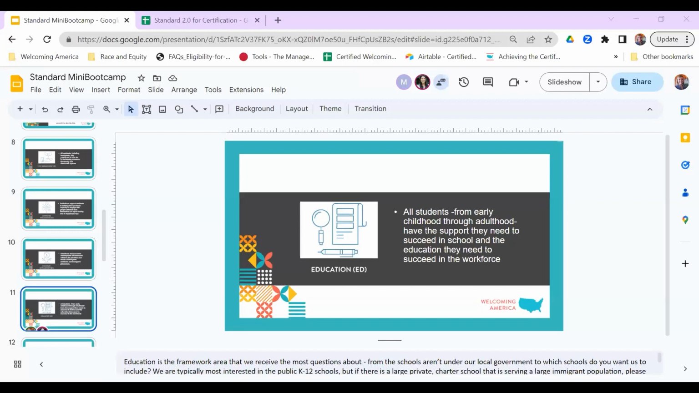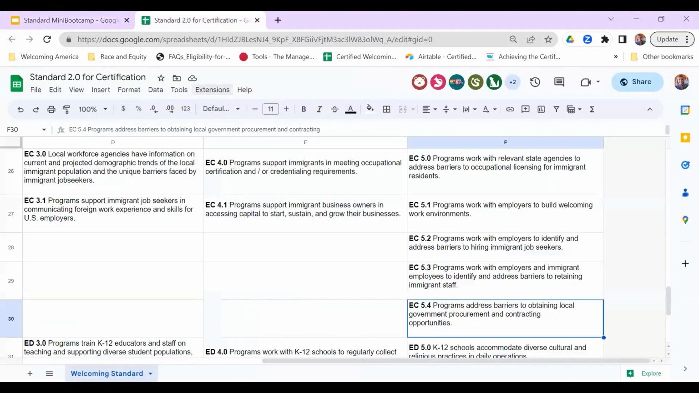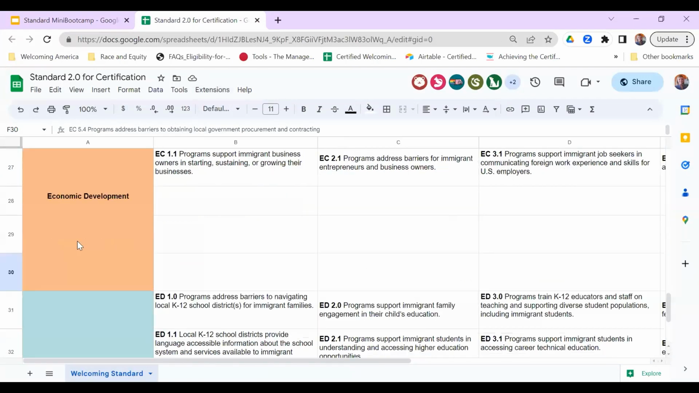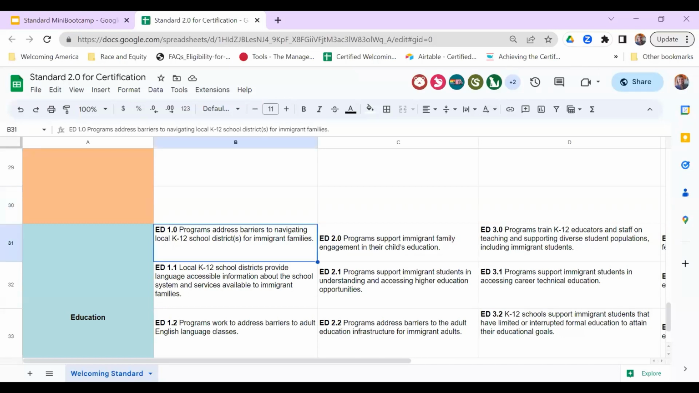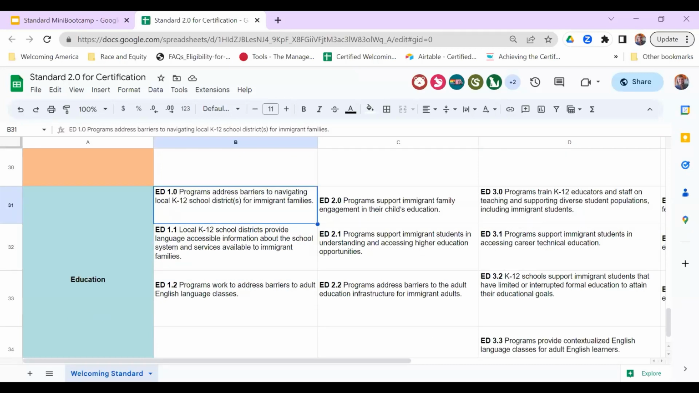And again, as I mentioned at the beginning, education is one of the framework areas that we receive a lot of questions about. That the schools aren't under the local government's jurisdiction. But if there's a large private charter school that's serving a large immigrant population, feel free to include that in your information as well. So we're going to scoot on over to our education framework area in the document and move through the STAR designations.